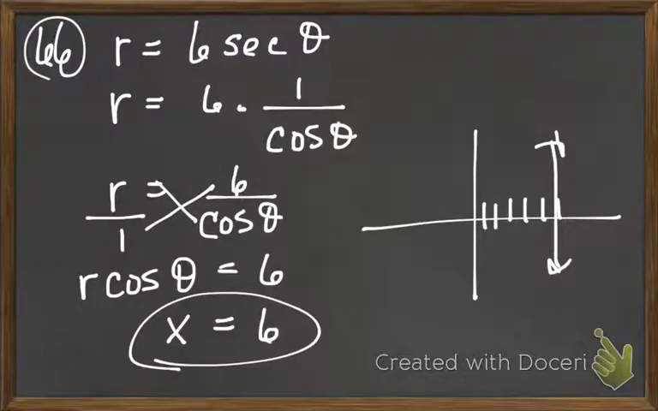So if we had this same problem, except it was 6 times cosecant, then we would turn cosecant into 1 over sine. We would do the same thing. We would have r sine of theta, and we would turn that into a y. And what does a y equals equation look like? It's a horizontal line. Okay? So use that in the near future when you're working out problems. All right, number 68.